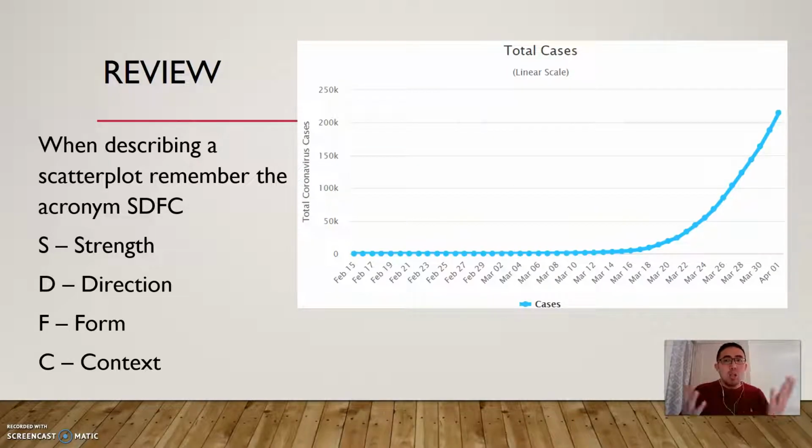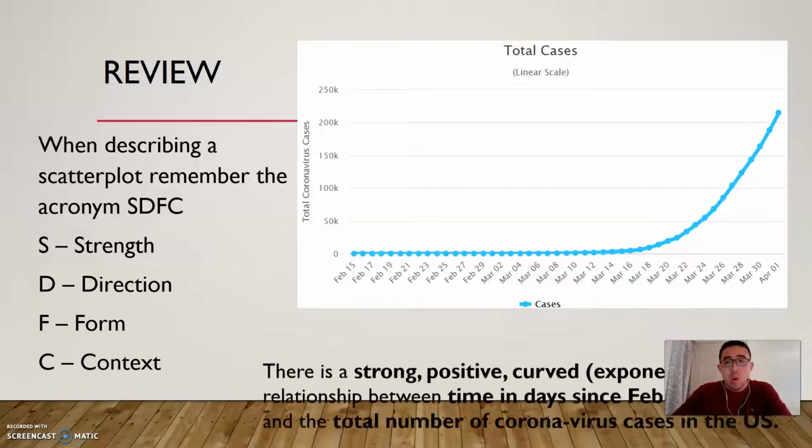Looking at something that is relevant, this is the coronavirus cases recently. If you take a look at this scatter plot, the way that I would describe it is we have a strong, positive, curved relationship between the days that have passed since February 15th and the total number of coronavirus cases. That is how I would describe it.